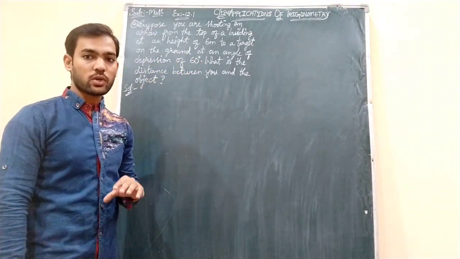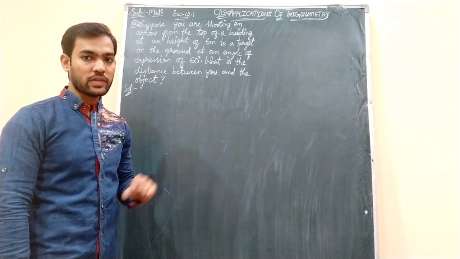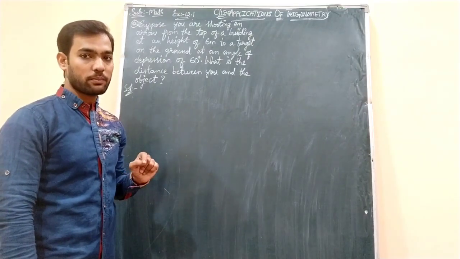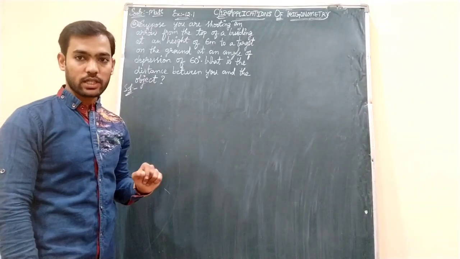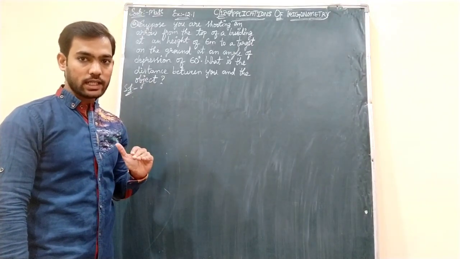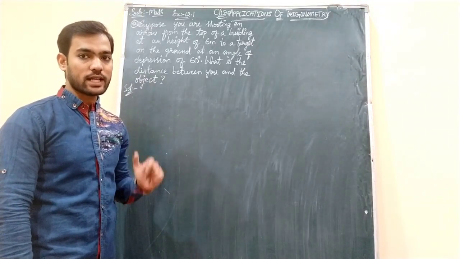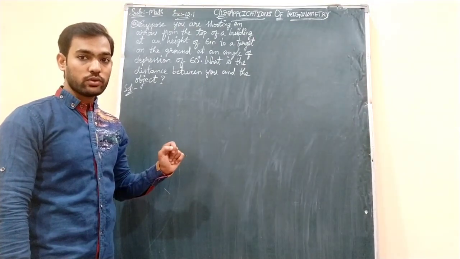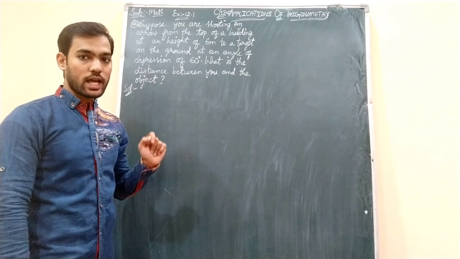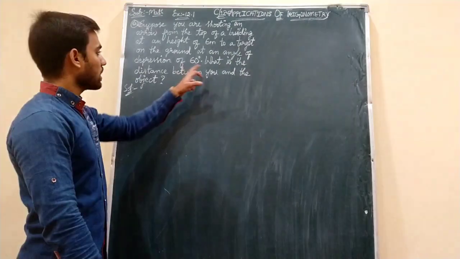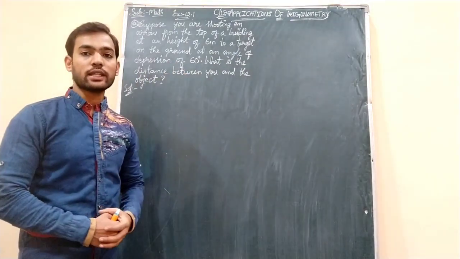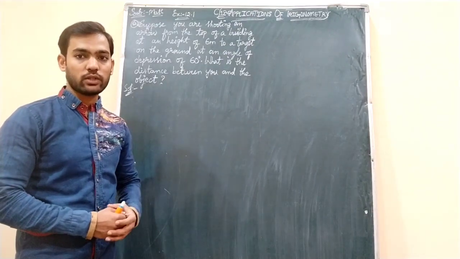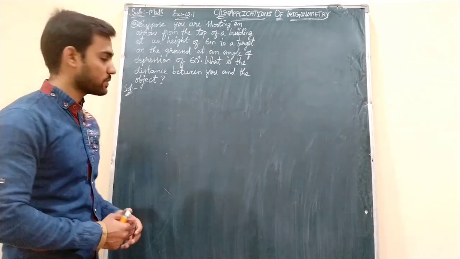Till now we were doing the problems related to angle of elevation. This problem involves angle of depression, that is 60 degree. Okay students, you are standing at the top of a building which is 6 meters and you are shooting an arrow to a target on the ground at angle of depression 60 degree. What is the distance between you and the object? That distance you need to find out.